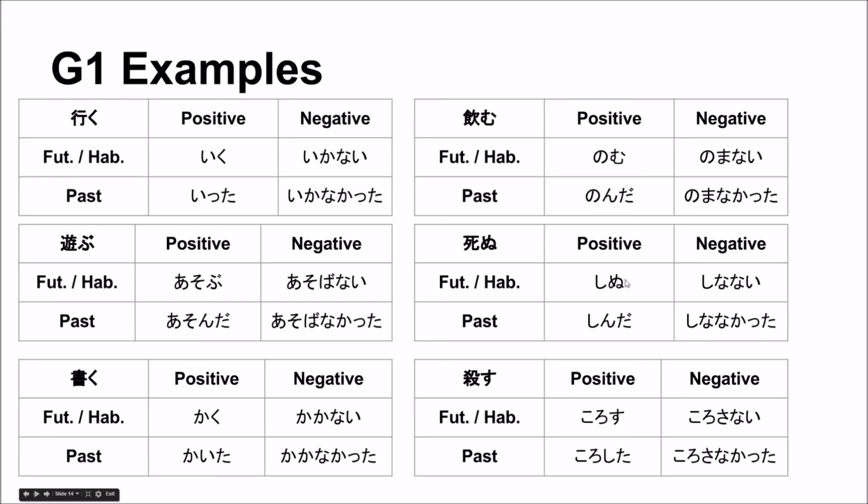Shinu, die. Shinanai, won't die. Shinda, died. Shinanakata, notice there's two na's, didn't die. Kaku, to write. Kakanai, don't write. Kaita, I wrote. Kakanakata, I did not write. Korosu, I kill. Korosanai, I don't kill. Koroshita, I killed. Korosanakata, I didn't kill. These are just some examples. Hopefully that's helpful for you. Hopefully it wasn't a waste of your time.